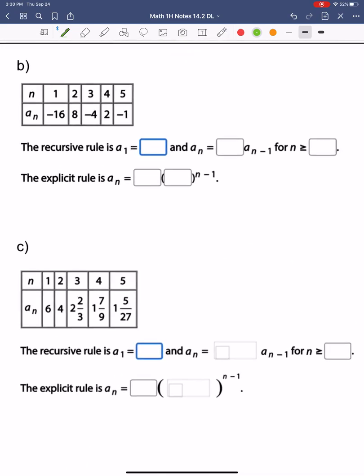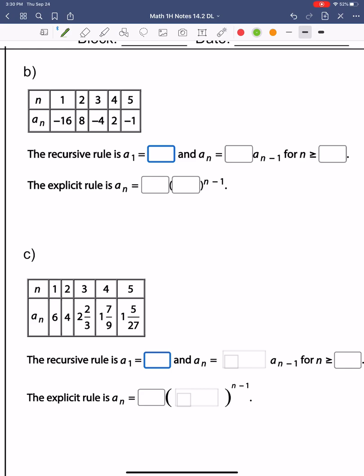Moving over to the letter B. Same idea here. We've got our A1 value as negative 16. That's the first term there. And then whatever we're multiplying by, this one's not quite as obvious, but we go from negative 16 to 8 to negative 4, right? And remember, if you can't figure out what r is, you can always use this formula. r is F2 over F1, right? You only have to use this if it's not obvious. So for this one, we've got 8, that's the second term, over F1, which is negative 16, that's the first term. And that tells me my r value is negative 1/2.